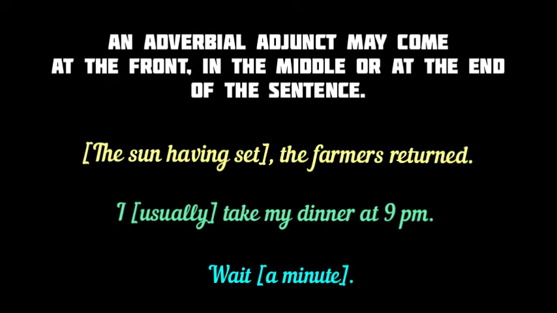In the sentence, I usually take my dinner at 9 p.m., usually is an adverbial adjunct which has come in the middle of the sentence, right before the finite verb it qualifies, take. In the last example of the imperative sentence, wait a minute is a noun used as an adverb of time here. So it's an adverbial accusative indicating the time of the action wait. So it's an adverbial adjunct of time coming at the end of the sentence.